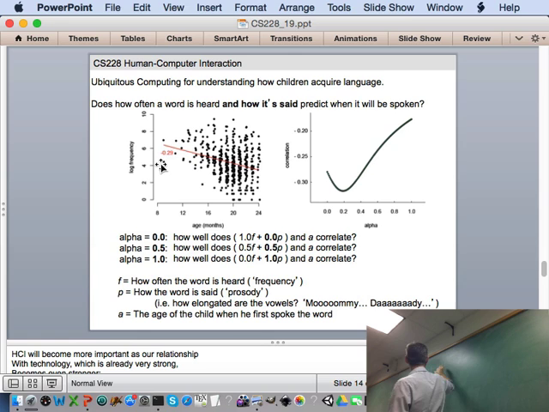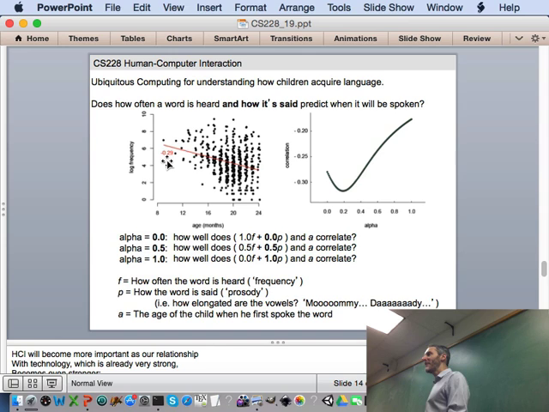So here's F, and here's A. And we know for that particular setting of alpha, alpha equals 0, we know how well F predicts A. It has a relatively weak negative correlation. It's somewhat predictive, but it's kind of weak. Is there some other setting of alpha that combines F and P to predict A better?